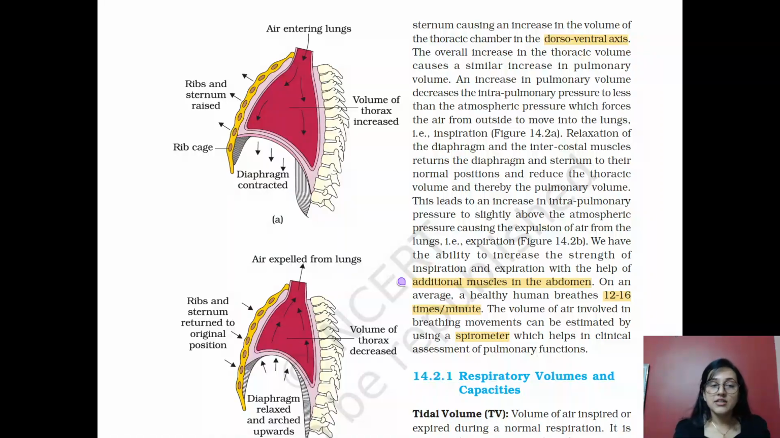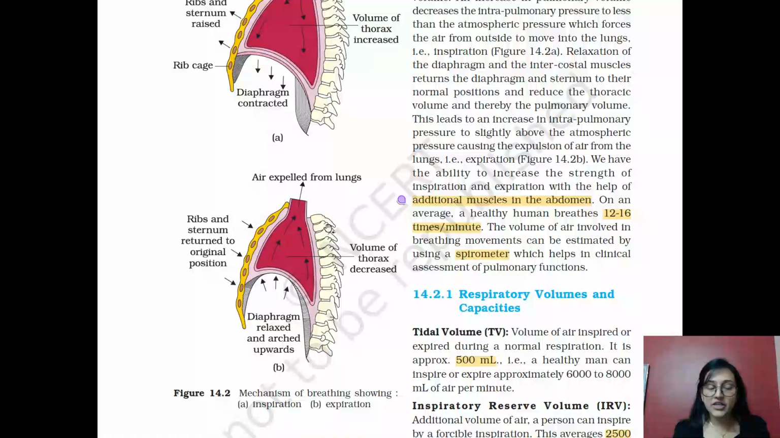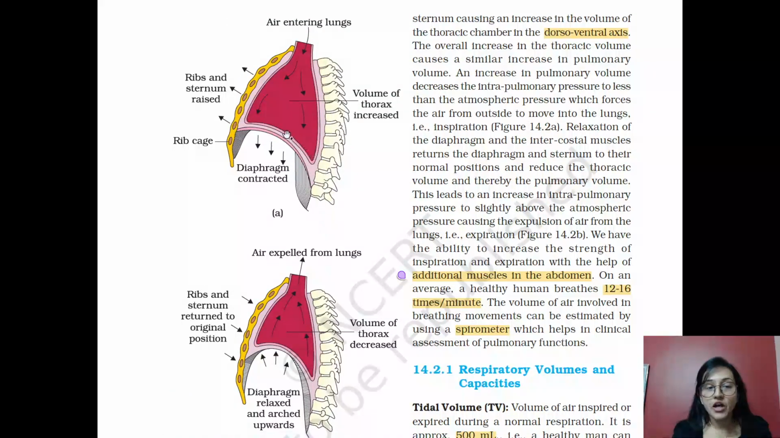So, let's move to this diagram. Figure 14.2a. What's happening here? Diaphragm is contracted, so it's pulled downward and the ribs and sternum, by the contraction of muscles, are raised. So obviously there is a natural increase in volume of thorax, which causes the negative pressure gradient here and leads to the air entering into the lungs.